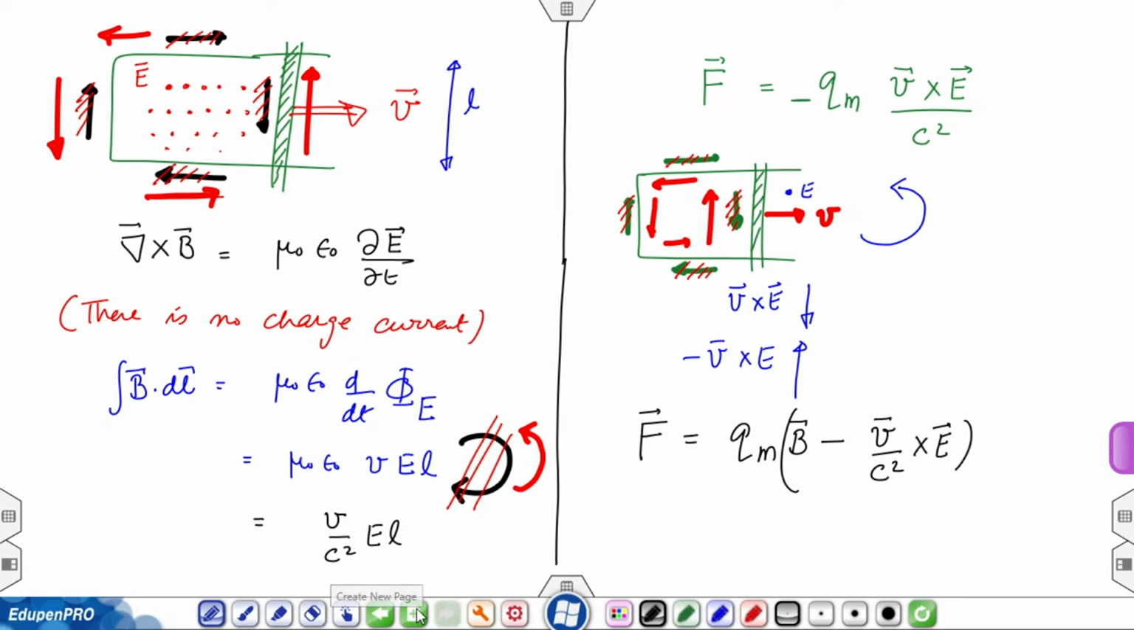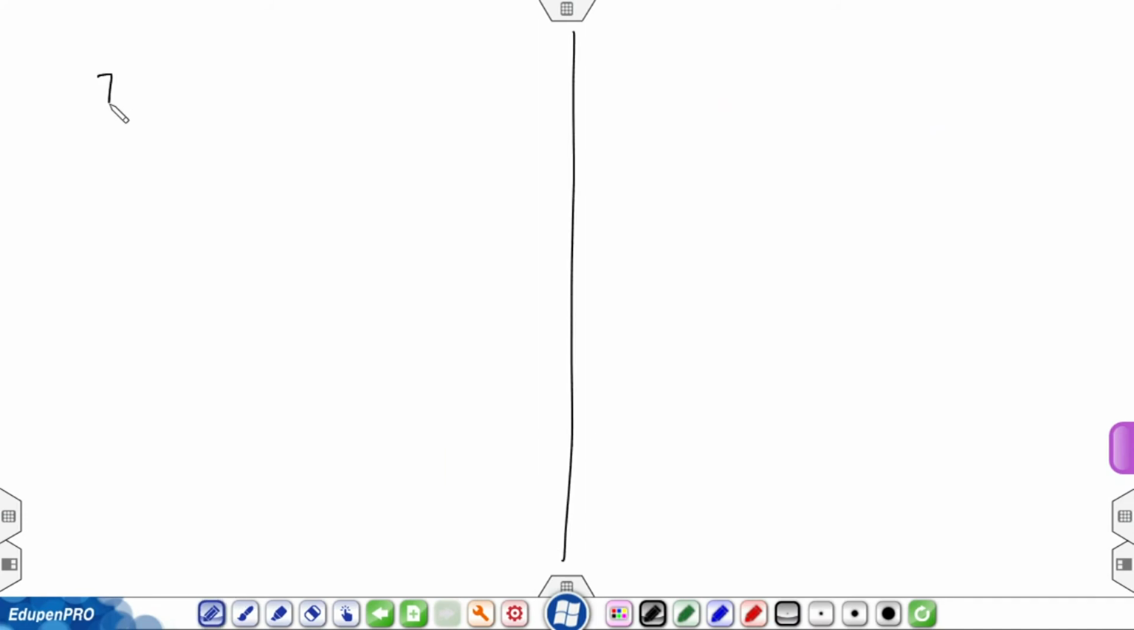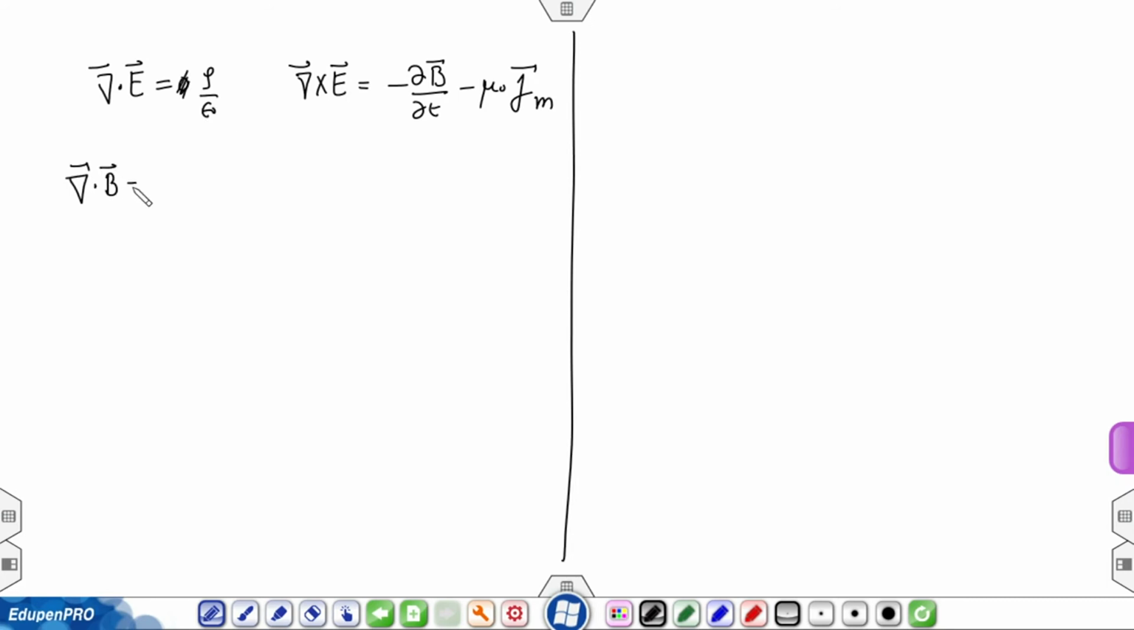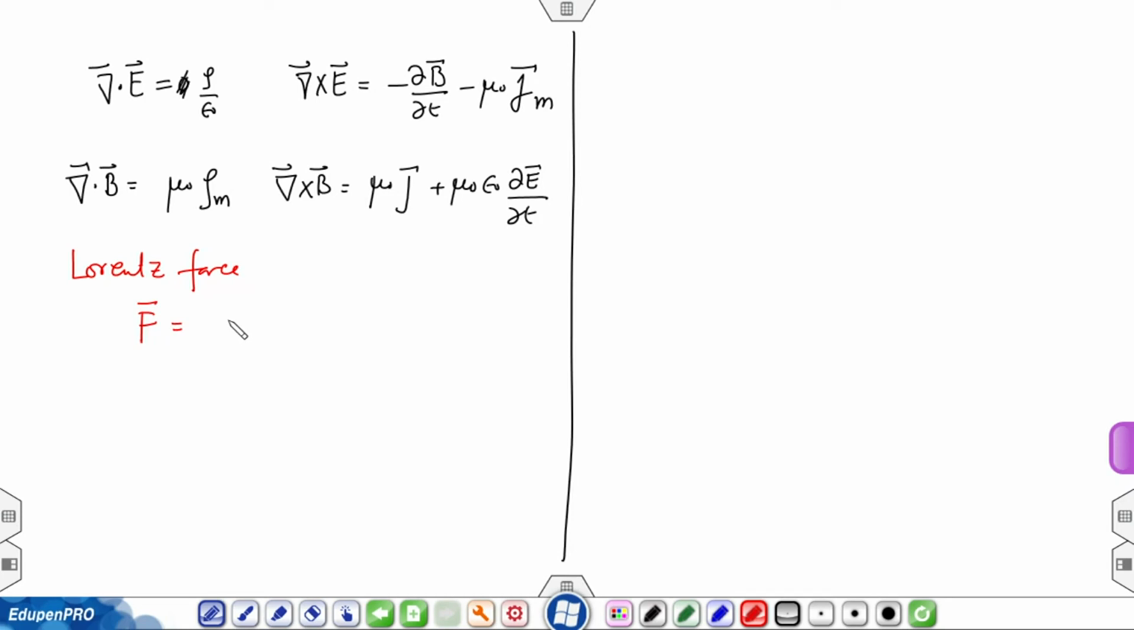So, let us write them all together. We have the Maxwell's equations: divergence of E is equal to rho over epsilon 0, curl of E is equal to minus dB dt minus mu naught J m, divergence of B is mu 0 rho m, and curl of B is mu 0 J plus mu 0 epsilon 0 dE dt, and the Lorentz force F equals Q m times B minus V over C square E.